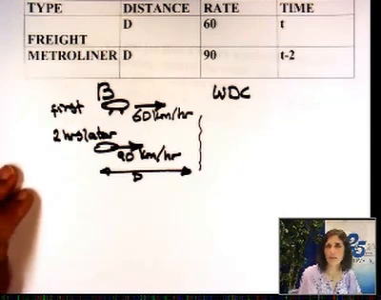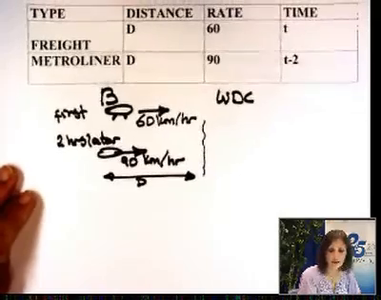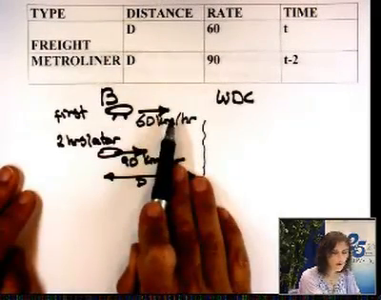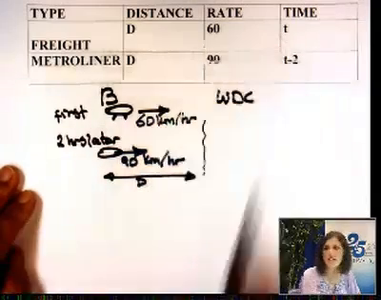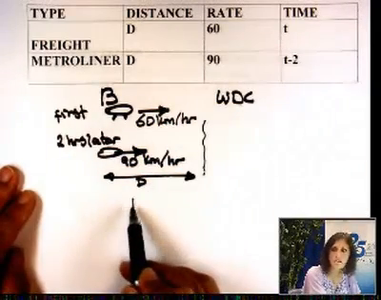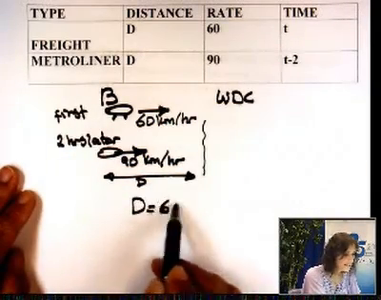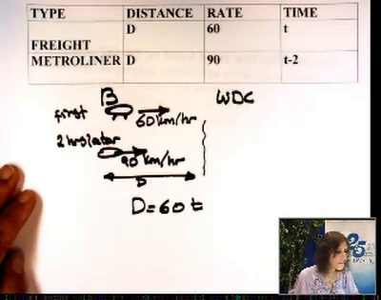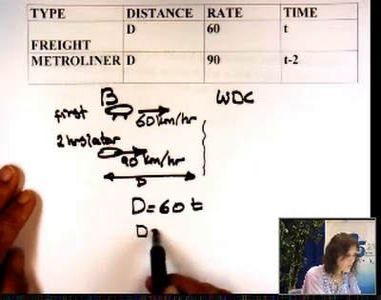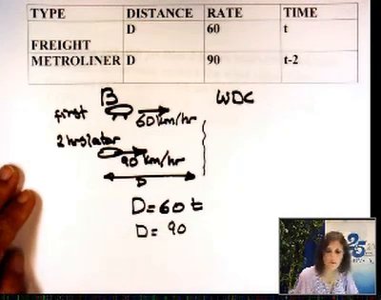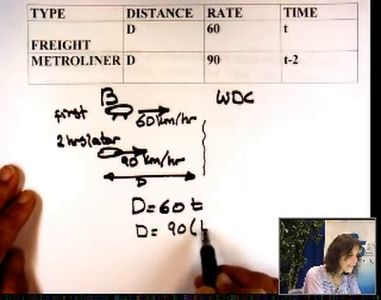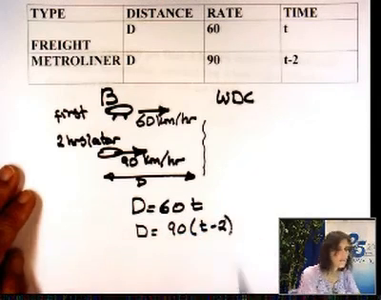Okay, so let's write it down. Now, the first train goes 60 kilometers per hour and it goes for t time. So d equals 60 times time. Does it make sense? Let's write down the second equation. Now we are going Metroliner. D equals, he goes 90 miles per hour, but he's going to travel 2 hours less, t minus 2.